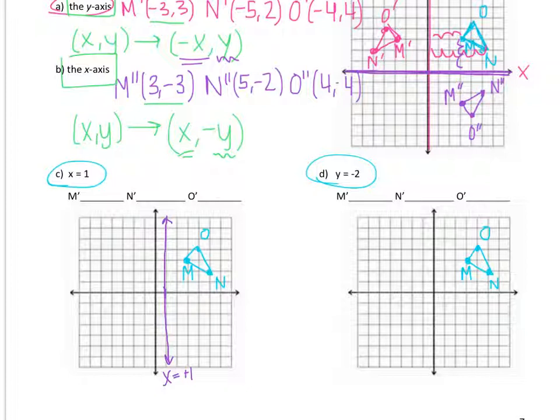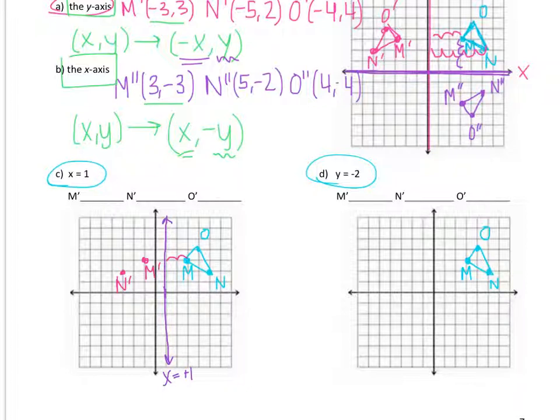So just like I reflect over the x-axis or the y-axis, I'm just counting boxes. So for example, M is 2 boxes away from my line x equals 1. So then I have to go 2 beyond it, and I fall here for M prime. Next, I take N, and I'm 4 squares away, or 4 boxes away, so I go 4 beyond the line x equals 1 on the left. 1, 2, 3, 4.